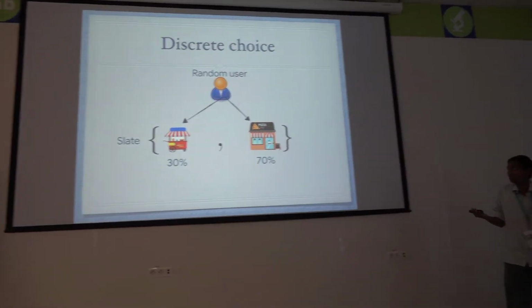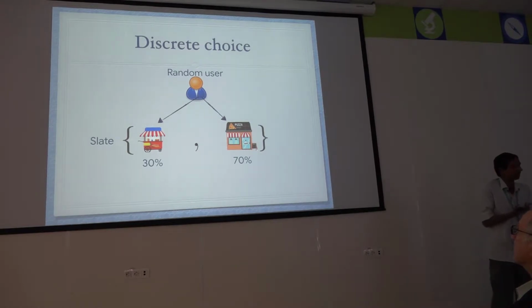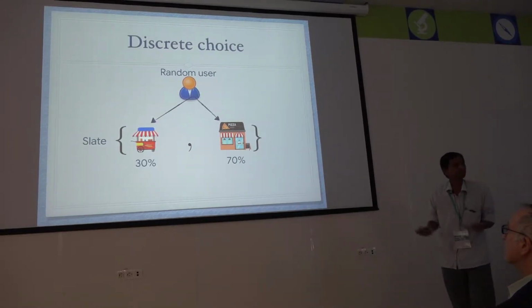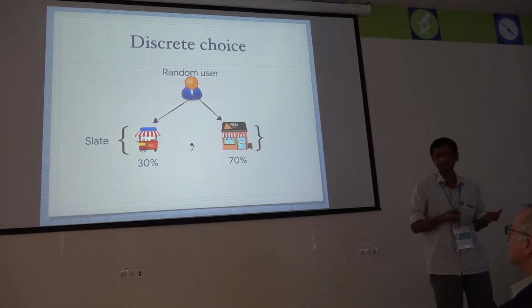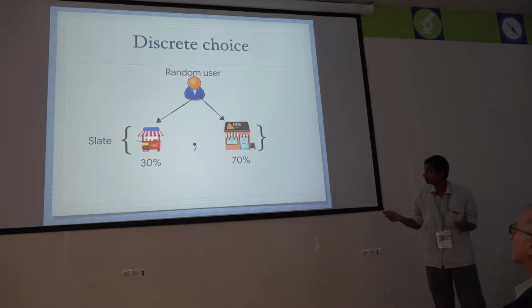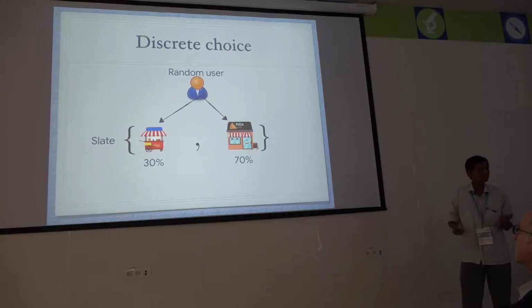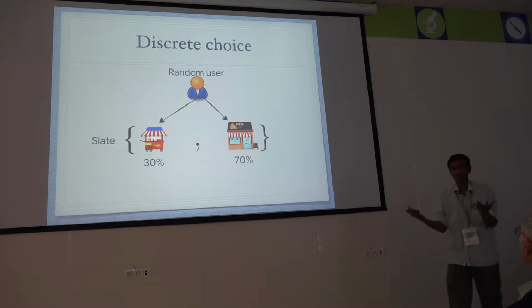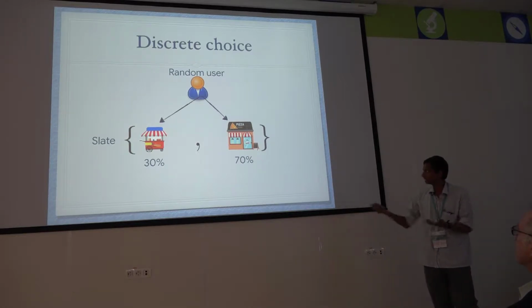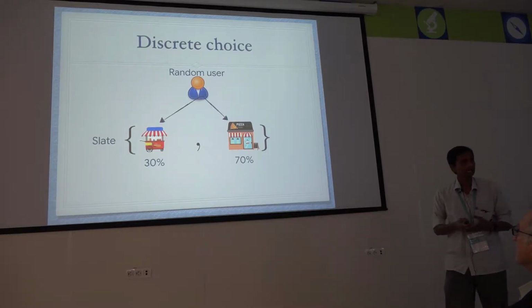But the same user could be given fewer choices. For example, for some reason the middle restaurant is closed or something else happened to it. And the same random user given a different slate may have a slightly different way of choosing from these choices. So in this case, it could be like 70 versus 30. Right?